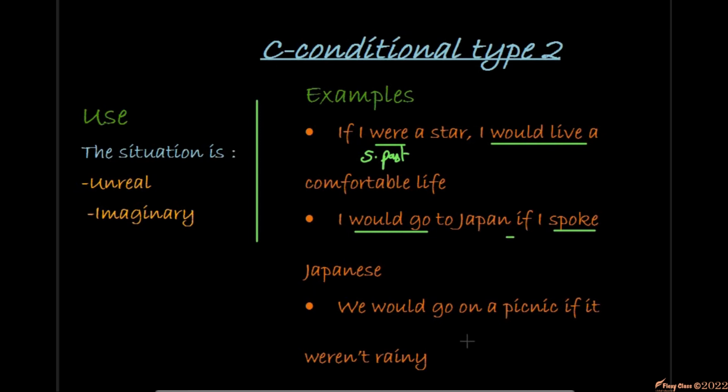We wouldn't go on a picnic if it weren't rainy. We would go on a picnic if it weren't rainy. So would, this is the main clause, would go. The if clause we have the simple past, the negative form. Okay.